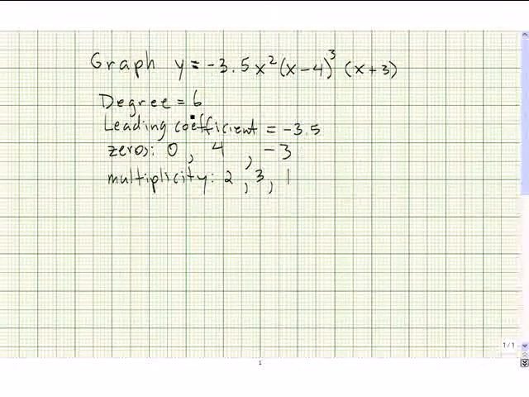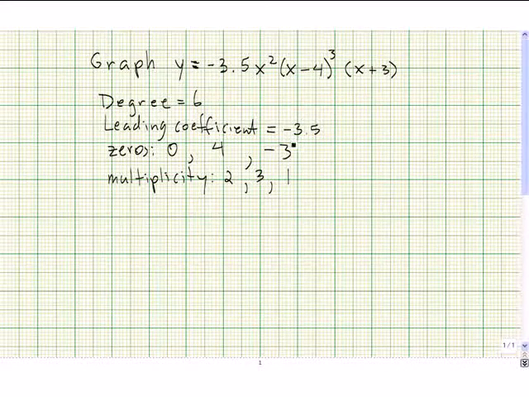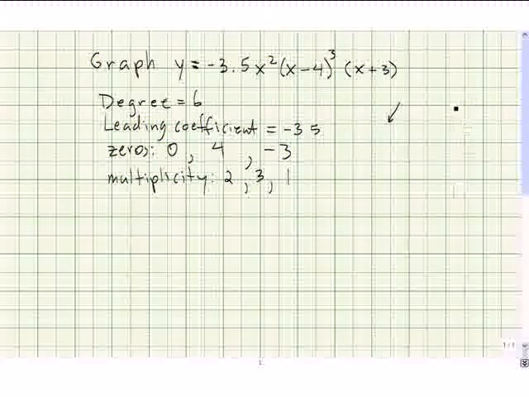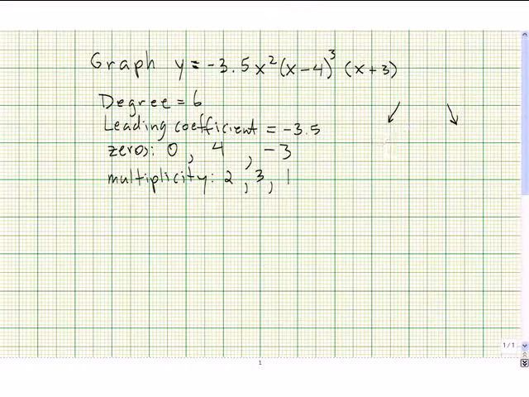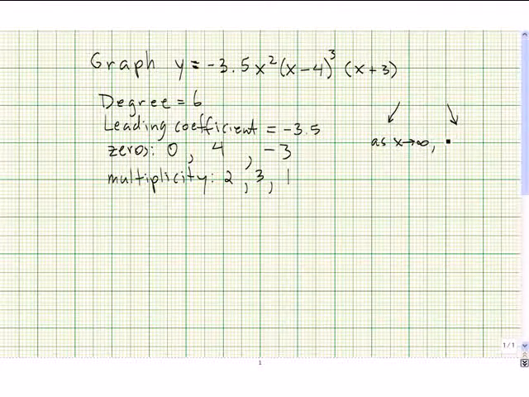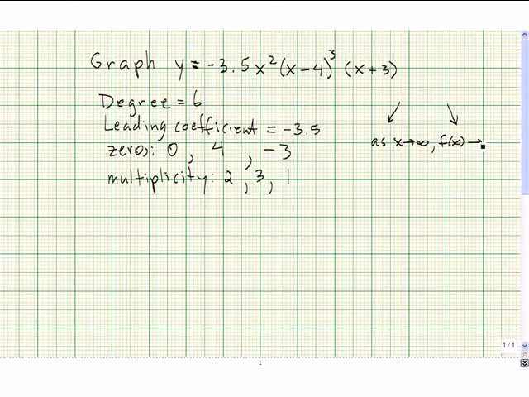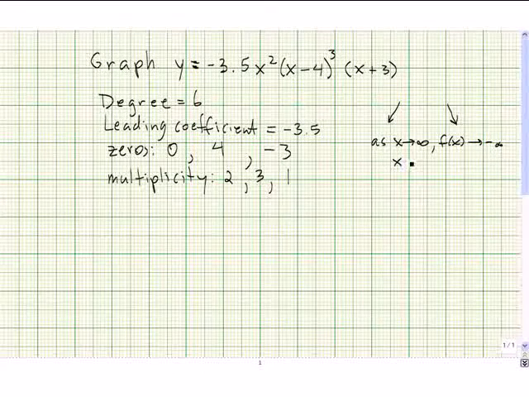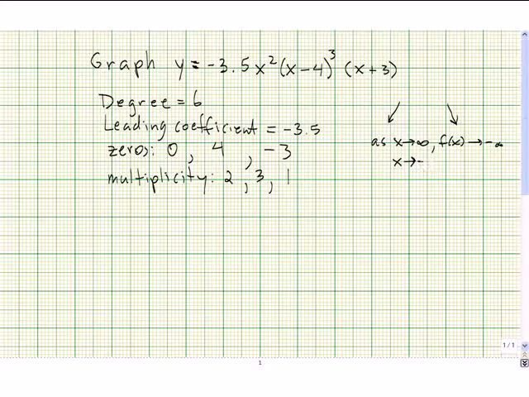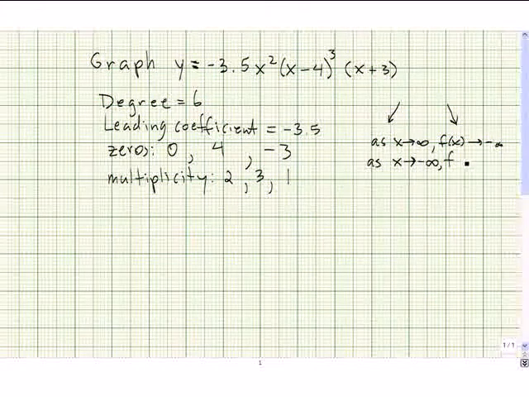So because we have a degree 6 and a leading coefficient of negative 3.5, we know that the end behavior is that it's going to go down on the left-hand side and down on the right-hand side. Okay, so that means that as x goes to infinity, f of x goes to negative infinity. And as x goes to negative infinity, f of x also goes to negative infinity.